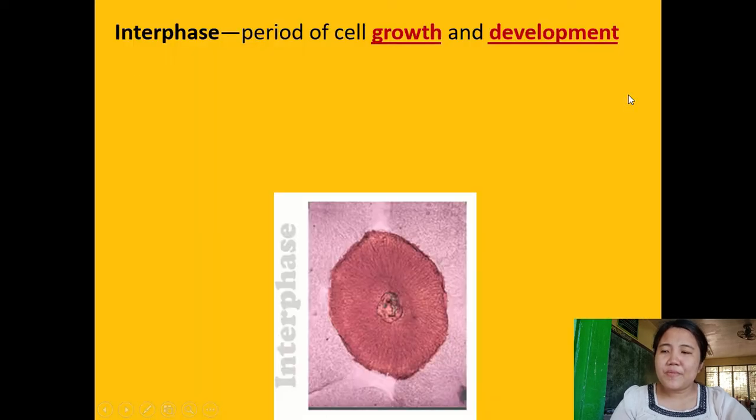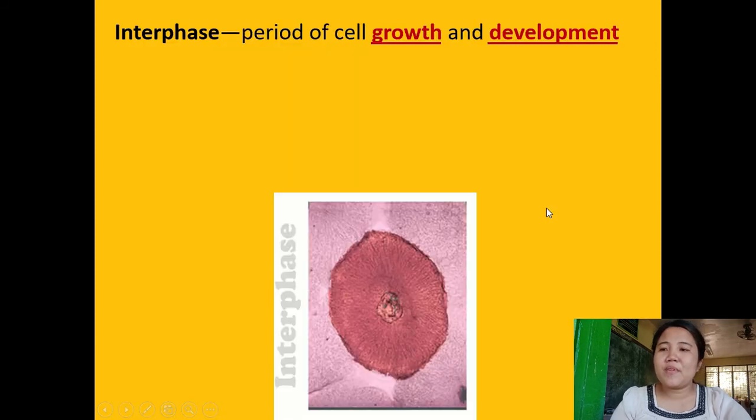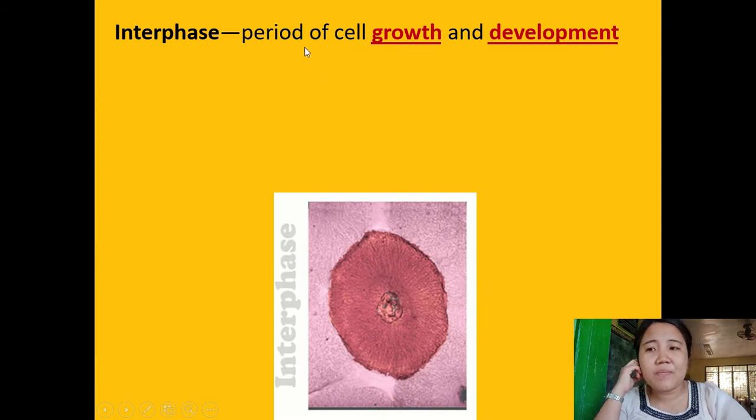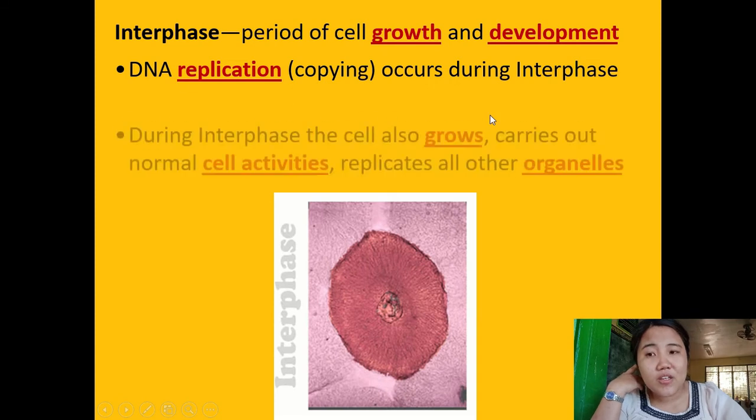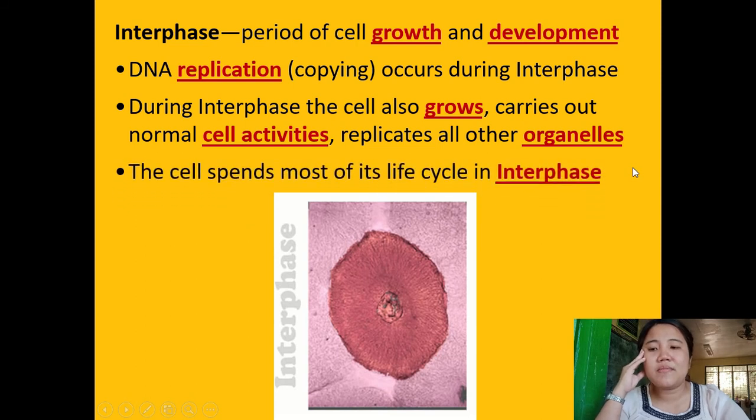Okay? So, take down note that the G1, the S phase, and the G2 are considered as the whole phase of interphase. That is called interphase. So, what is interphase? It is the period of self-growth and development. So the DNA replication is at this part. During the interphase, the cell also grows, carries out the normal cell activities, and replicates all organelles. So the cells spend most of their life in what is called the interphase.